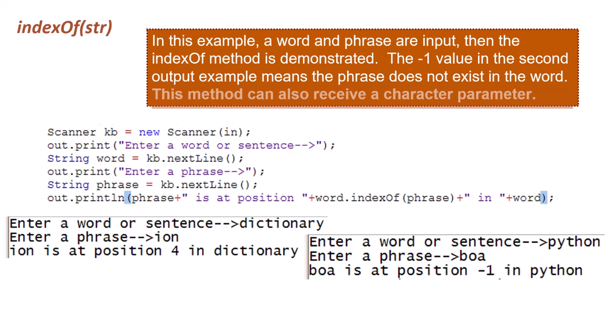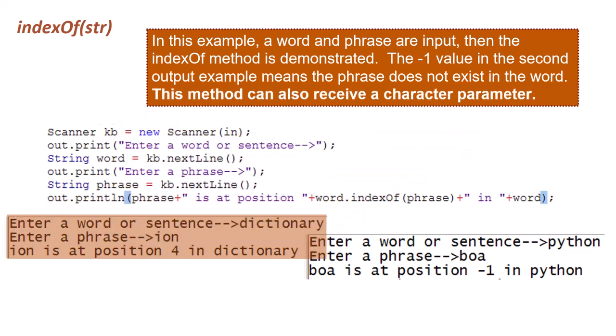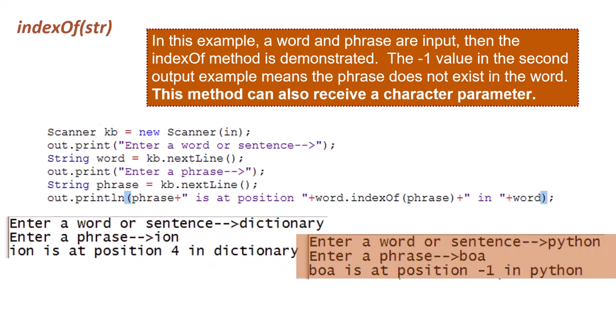Two examples are shown here. Dictionary is the word, ION is the phrase, and clearly ION is found at position 4 in the word dictionary. The second example shows Python and then the phrase BOA, and clearly the phrase BOA is not anywhere inside the word Python, and so a -1 is returned, indicating it was not found.